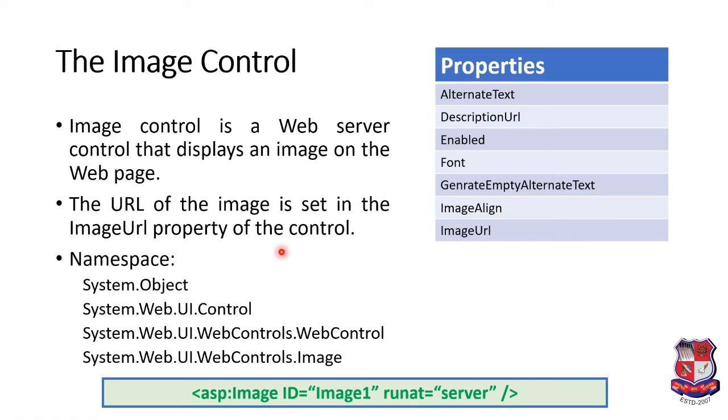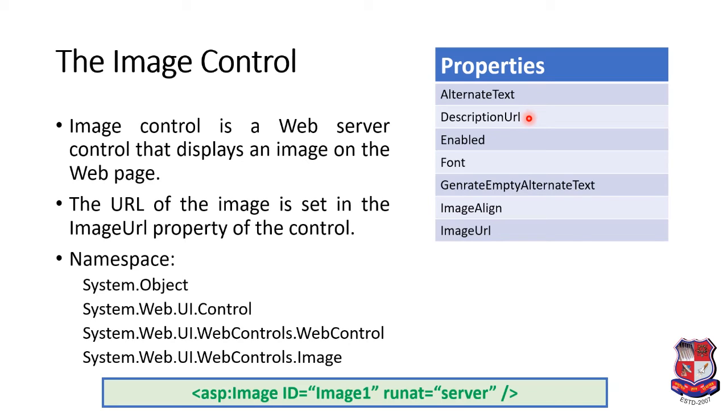Namespace hierarchy for the image control is System.Object, System.Web.UI.Control, System.Web.UI.WebControls.WebControl, and System.Web.UI.WebControls.Image. We'll discuss some important properties of the image control. First is AlternateText. It is used to obtain or set the alternate text displayed in the image control when the image is not available. Browsers that support the tooltip feature display this text as a tooltip.